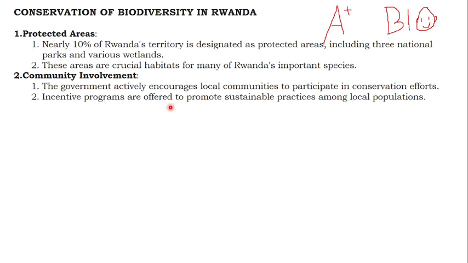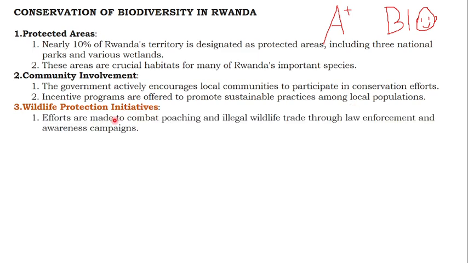Incentive programs are offered to promote sustainable practices among the local population. There are also wildlife protection initiatives. Efforts are made to combat poaching. Poaching should be prevented, and illegal wildlife trade addressed through laws, enforcement, and awareness. Avoiding poaching and avoiding the illegal wildlife trade, buying animals like elephants, is a way of conserving biodiversity.